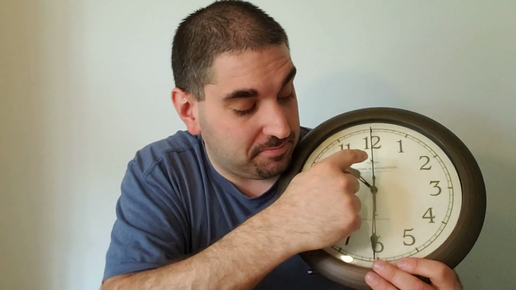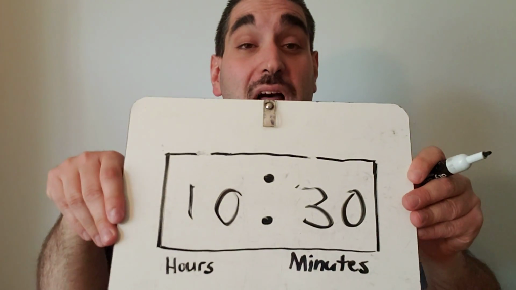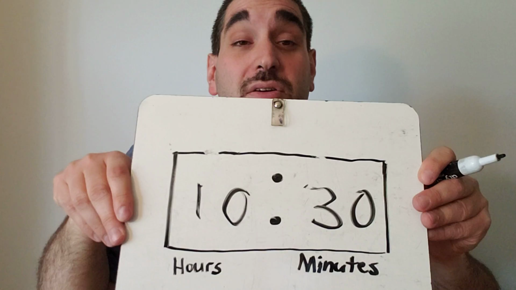And for minutes, we need to look at the minute hand, which is this guy right here. And we can find that out counting by 5, starting from 12. Every big number. 5, 10, 15, 20, 25, 30. 30 minutes. So we'd say that time on the clock is 10:30. All right. Now you're going to try one by yourself.